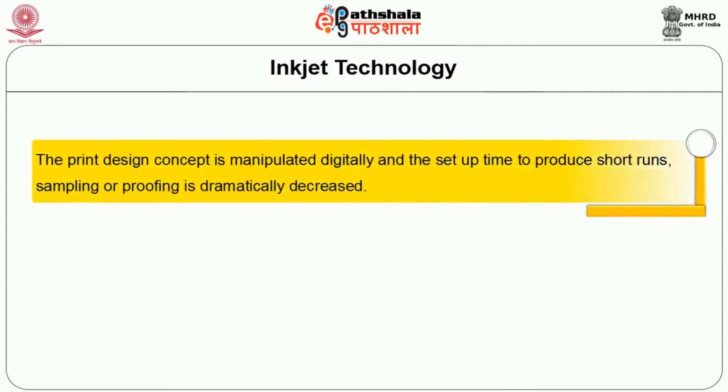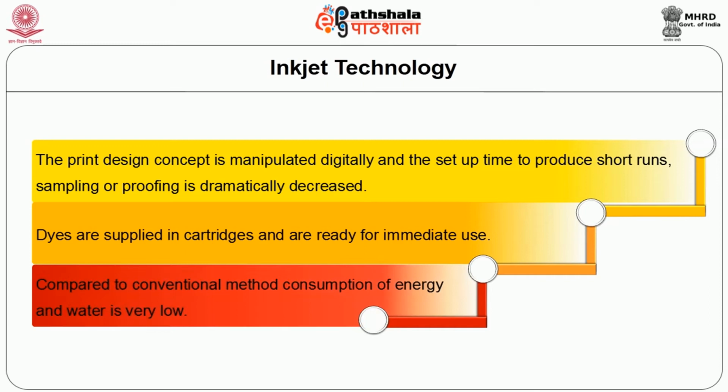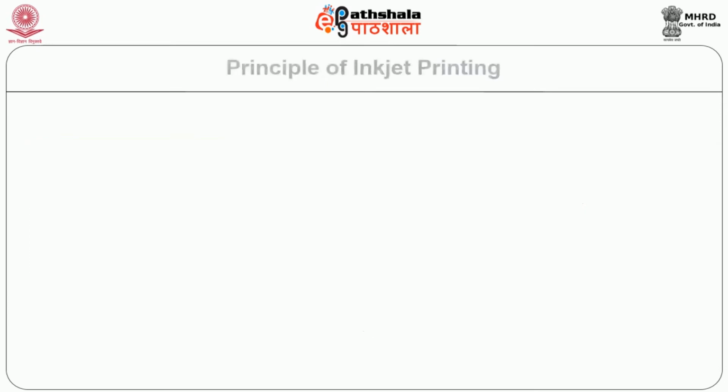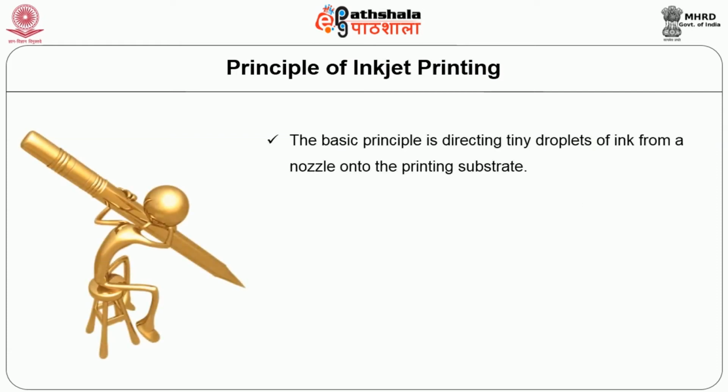The print design concept is manipulated digitally and the setup time to produce short runs, sampling or proofing is dramatically decreased. Dyes are supplied in cartridges and are ready for immediate use. Compared to conventional methods, consumption of energy and water is very low. The basic principle of inkjet printing is directing tiny droplets of ink from a nozzle onto the printing substrate.